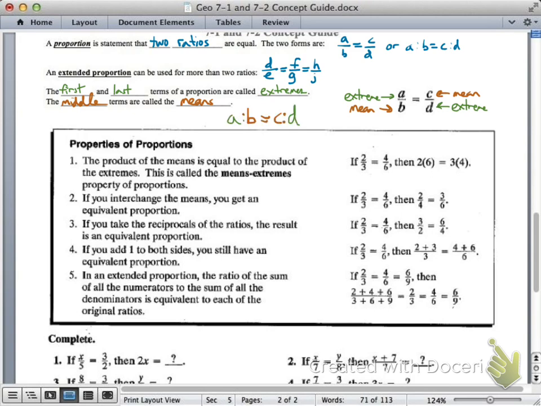And the same would be true if it was written in the other form. A and D are the extremes, B and C are the means. It's easy when it's written in this form that B and C are the two in the middle.